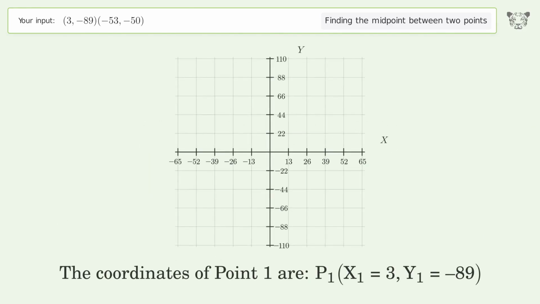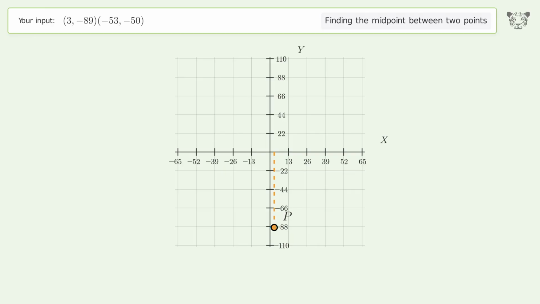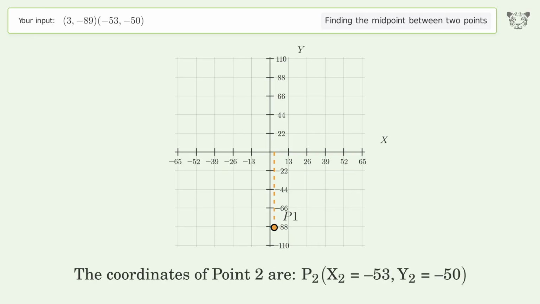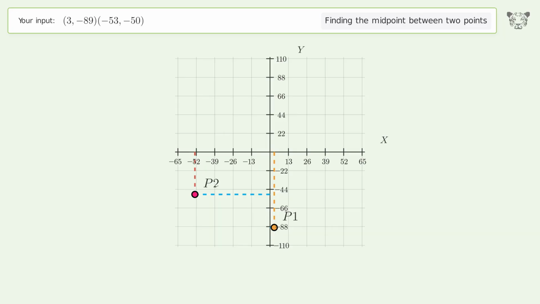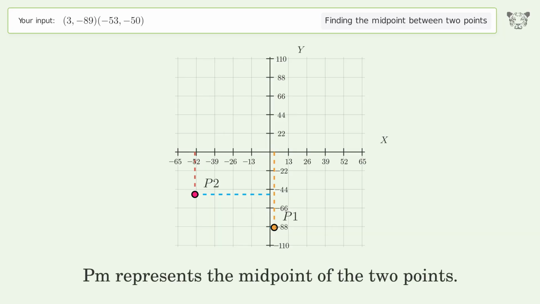The coordinates of point 1 are, x1 equals 3, y1 equals -89. The coordinates of point 2 are, x2 equals -53, y2 equals -50. PM represents the midpoint of the 2 points.